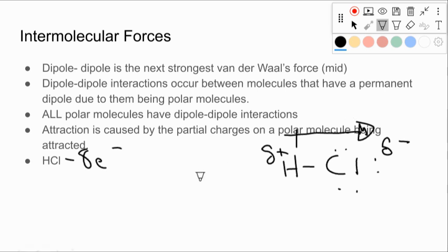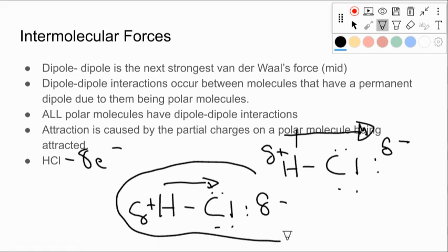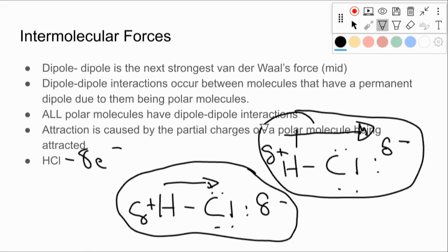So over here, I will have another HCl. It also has a dipole moment pulling this way. This one will be partial negative. This one will be partial positive. And if I put my little circles showing the area of distribution for electrons for this one and for this one, this partial positive is going to be attracted to the partial negative. So the attractive force is going to be between this hydrogen and that chlorine.